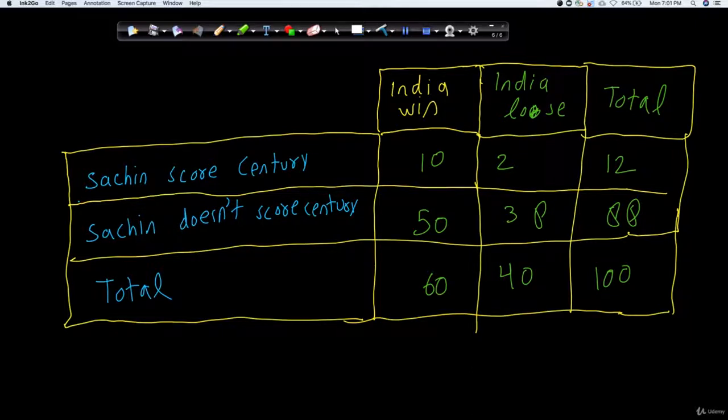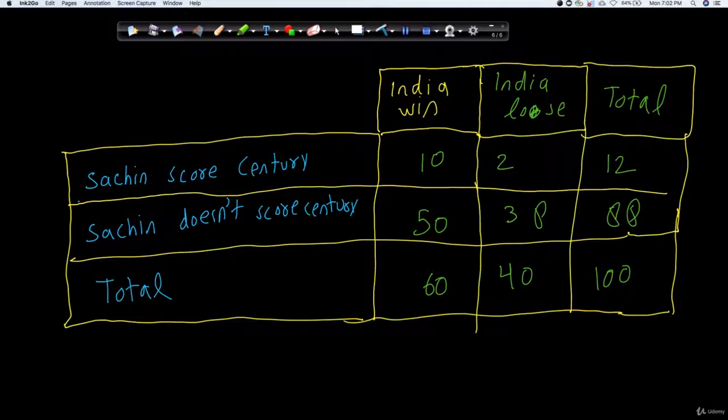In 88 matches, he could not hit a century. But in those 12 matches where he hit the century, India won 10 matches and lost 2 matches. Similarly, in the matches where Sachin doesn't score a century, India won 50 of the matches and India lost 38 of the matches. So this is how the data is. Now we want to compute the probability that India is going to win the match given that Sachin is going to hit a century, right?